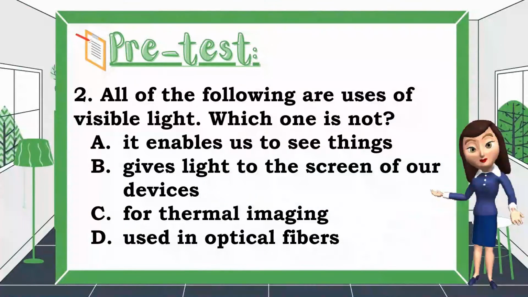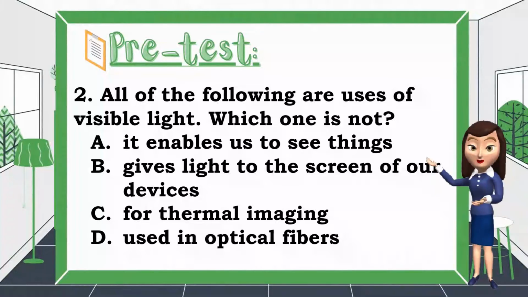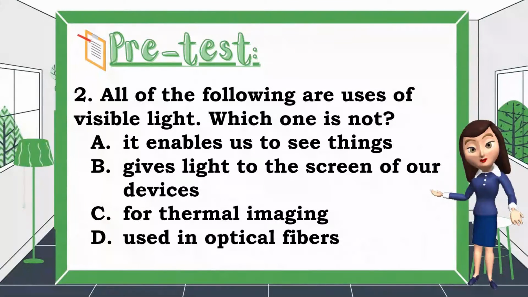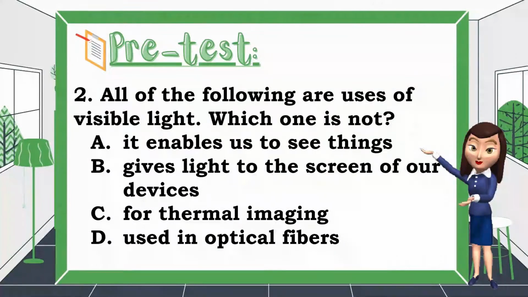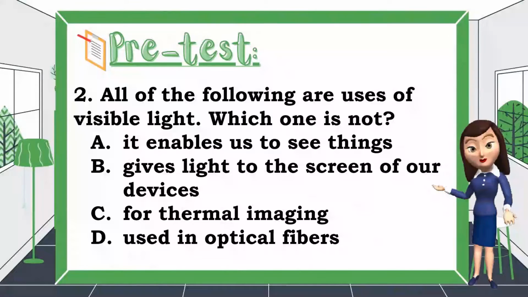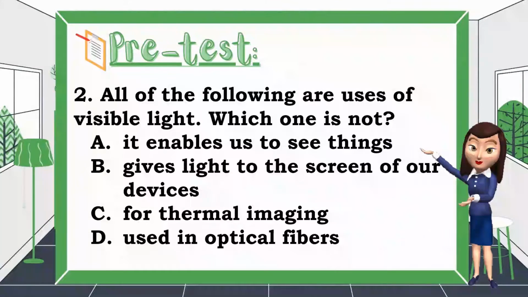Number 2. All of the following are uses of visible light. Which one is not? A. It enables us to see things. B. Gives light to the screen of our devices. C. For thermal imaging. D. Used in optical fibers.